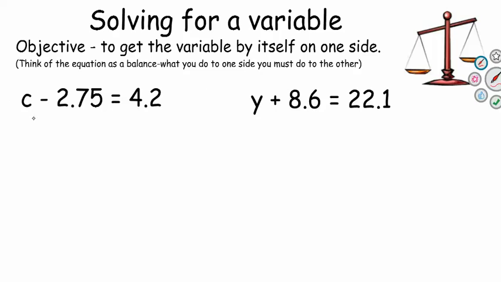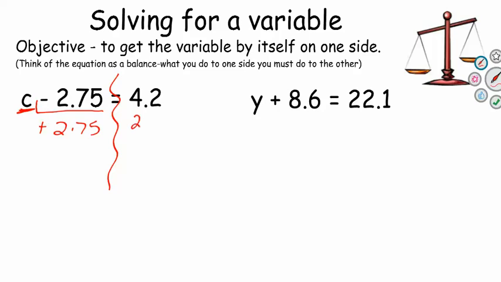If I look at this problem right here, in order to get the variable by itself, I want this by itself. Remember, this is like my balance. On one side and the other, I have to do the same thing. So in order to get this by itself, I need to isolate, or get rid of this part. In order to do that, I'm always going to do the opposite. The opposite of subtraction is to add. So I'm going to add 2.75 to both sides.